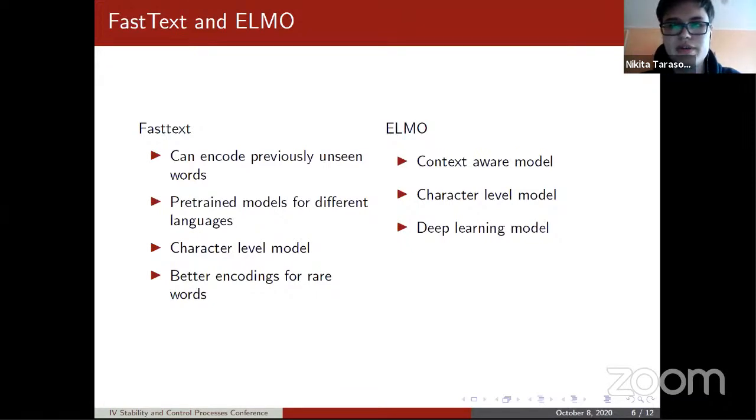ELMo, on the other hand, is a 3-layer neural network. It consists of a character-level convolutional neural network, in that its first layer is context-independent, and the second and third layers allow the model to predict word information using the context of words in that sentence.